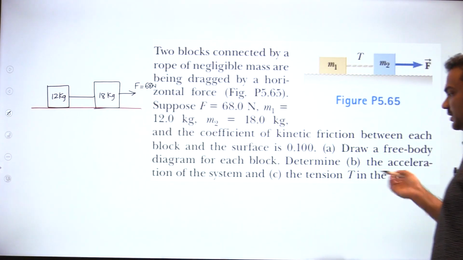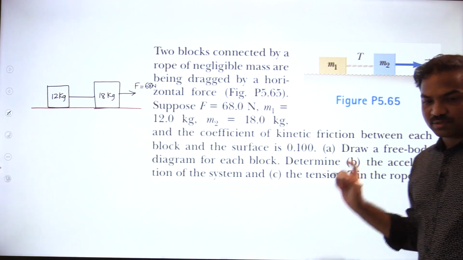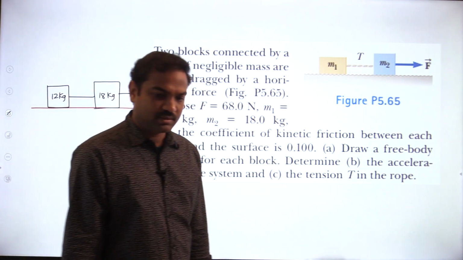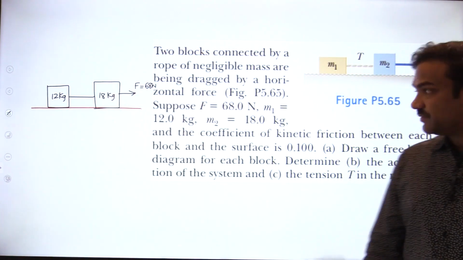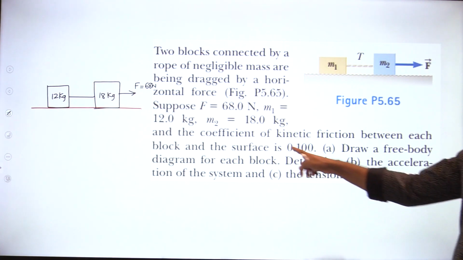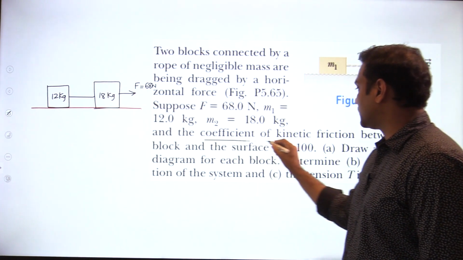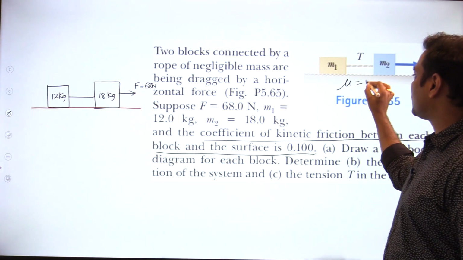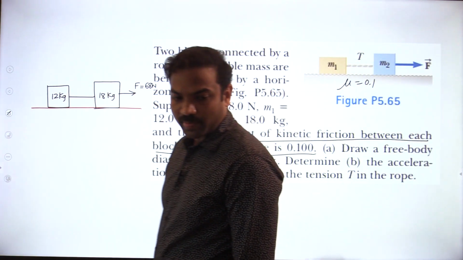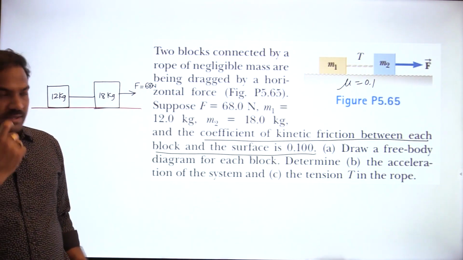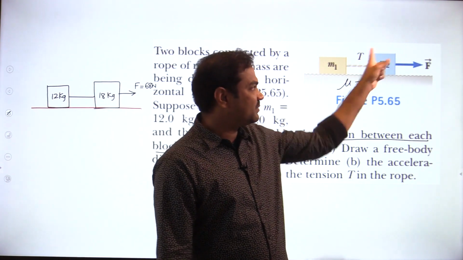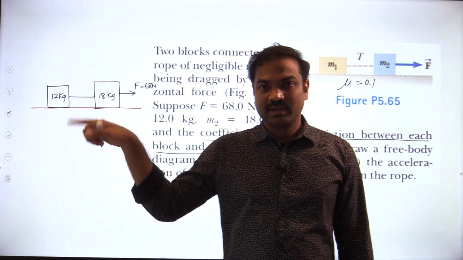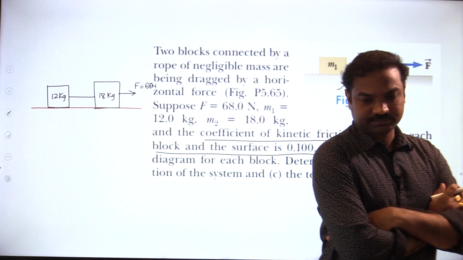Then free body diagram, your choice. Find the acceleration and tension in the rope. Those are the two questions: find the acceleration of the blocks and the tension in the string. Both you have to find out. Friction is also present. The coefficient of kinetic friction between each block and the surface is 0.1. The mu value is equal to 0.1 for both blocks. Sometimes this block will have one coefficient of friction, this block some other coefficient of friction. I told you coefficient of friction depends on the irregularity of the surface. I think you remember it.